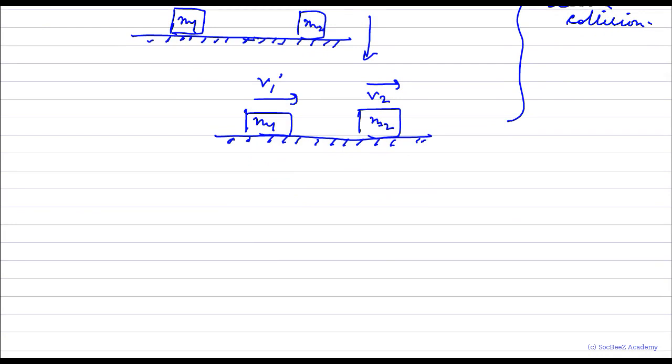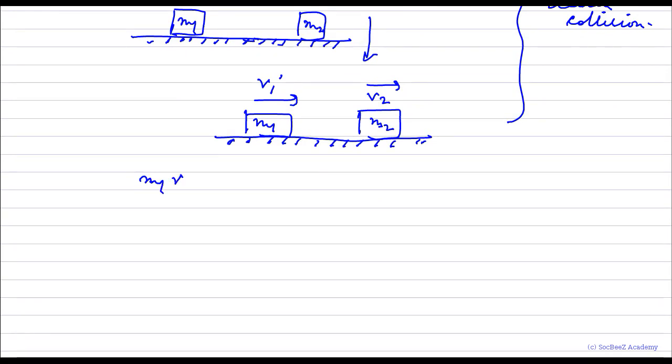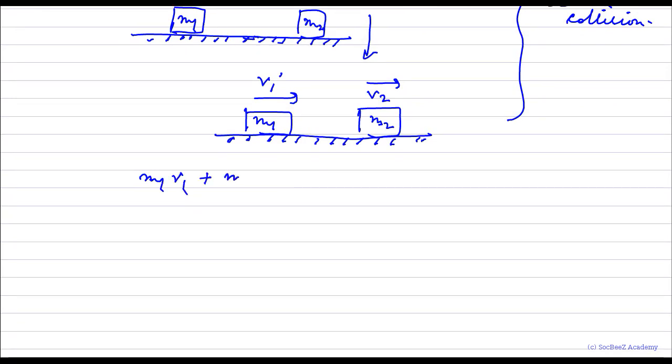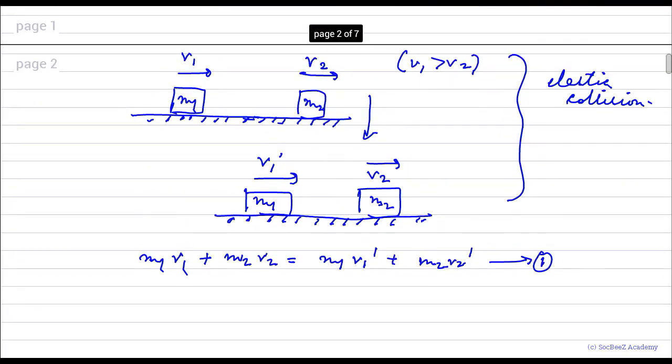I'm going to write down my momentum conservation equation. m1 v1 plus m2 v2 equals m1 v1 dash plus m2 v2 dash. This is my first expression. Now in this problem, v1 and v2 are known, v1 dash and v2 dash are unknown quantities. m1 and m2 are given to me.